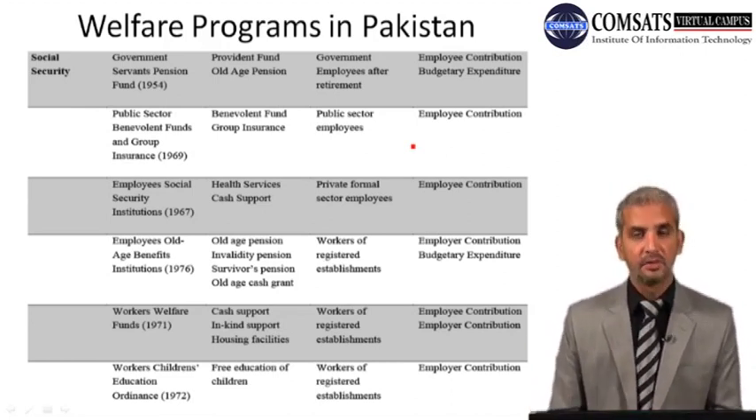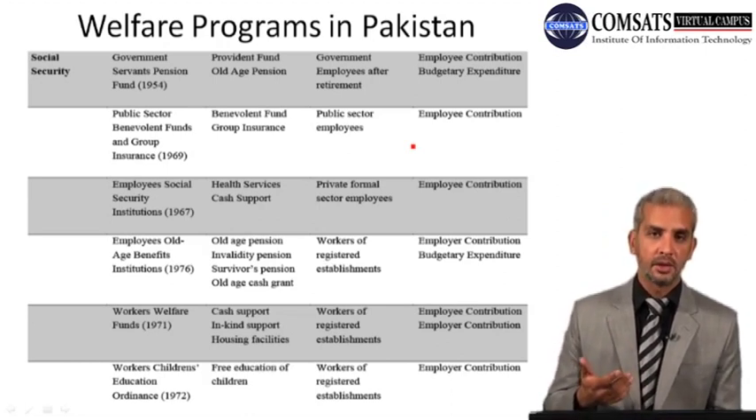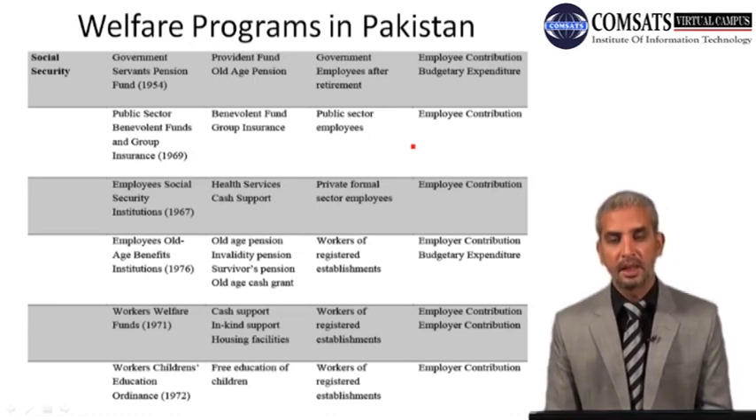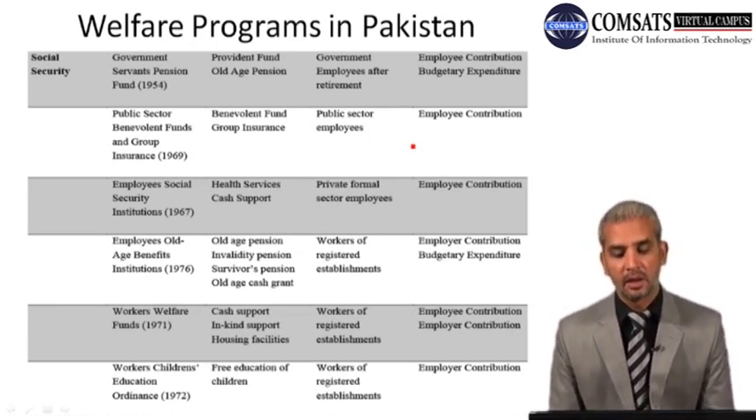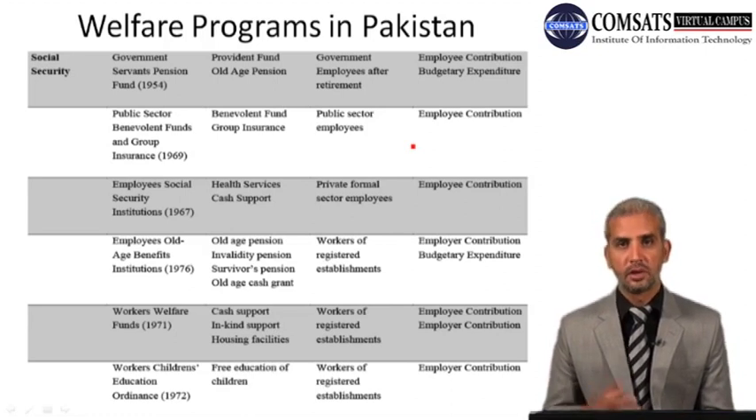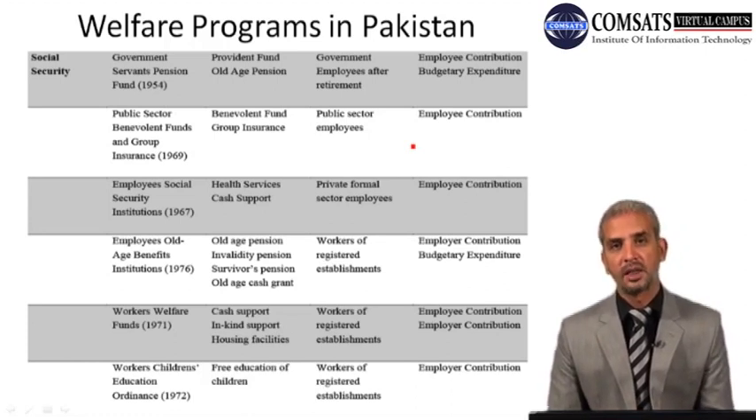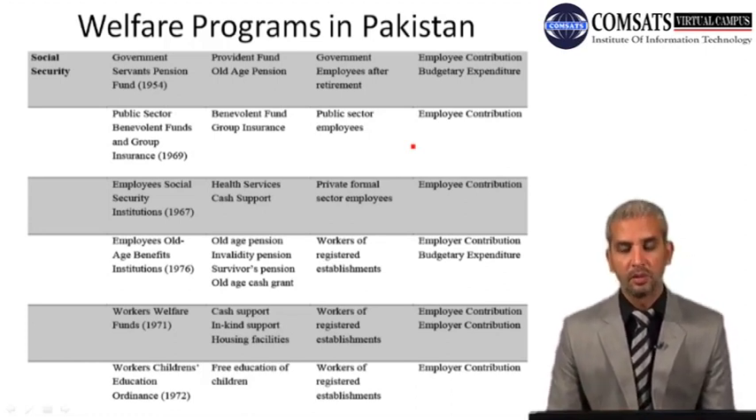Then there is the Workers' Welfare Fund, which started in 1971. It was basically a cash support and in-kind support program, and also based on housing facilities. The in-kind support was in terms of housing facility, and it was for workers of registered establishments registered with this program, and it was the employee and employer's contribution which was accumulated to provide cash support or in-kind support. Then there is the Workers' Children's Education Ordinance 1972, which mandated free education of children. Again it was for workers of registered establishments, and the source of funds was employer contribution.